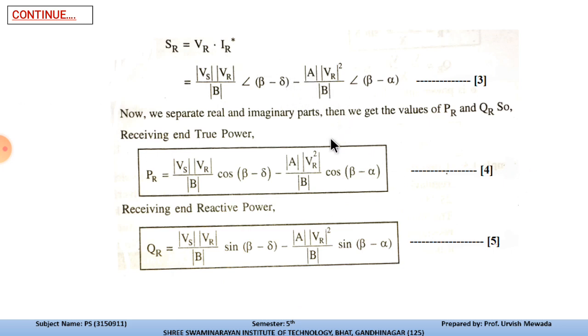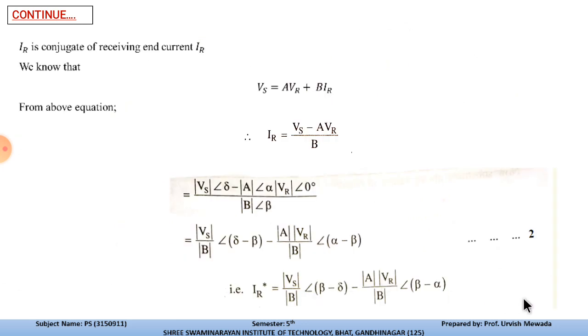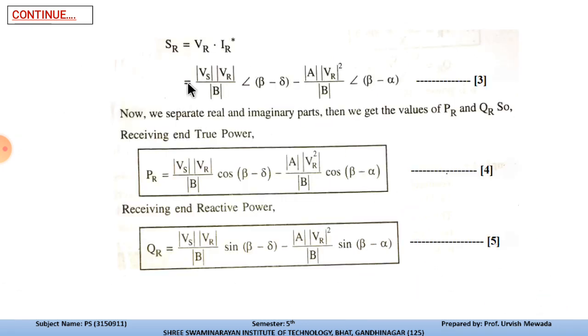Now A into Vr, we have again a Vr over here, so A into Vr square by B at angle beta minus alpha. So this is equation number 3.